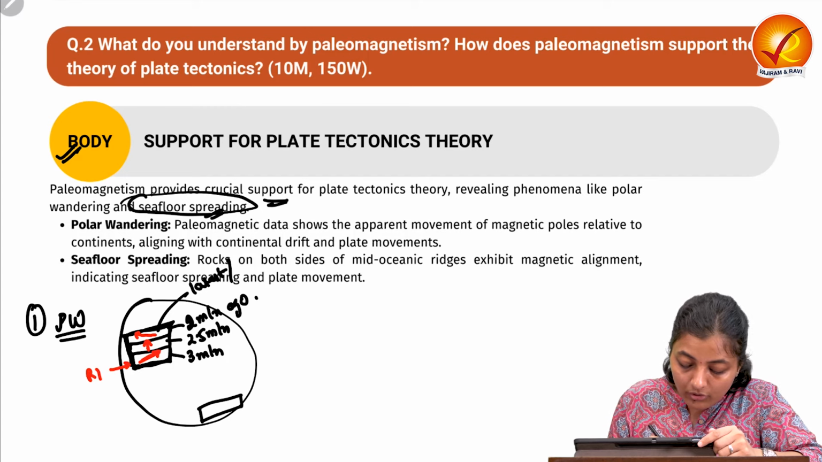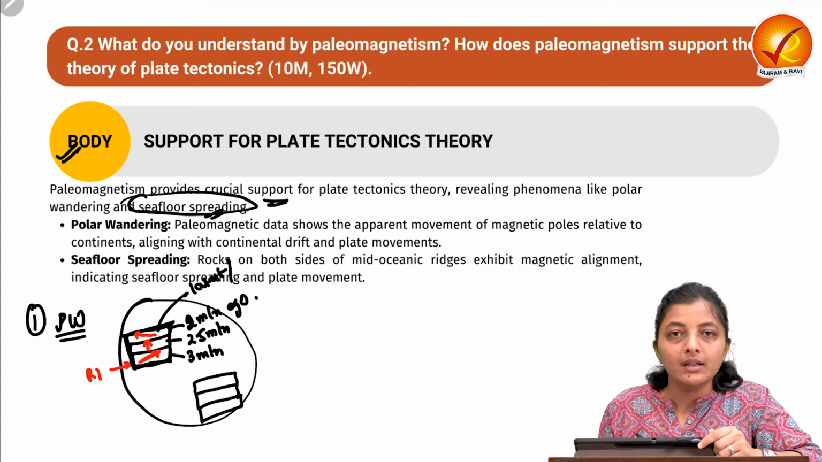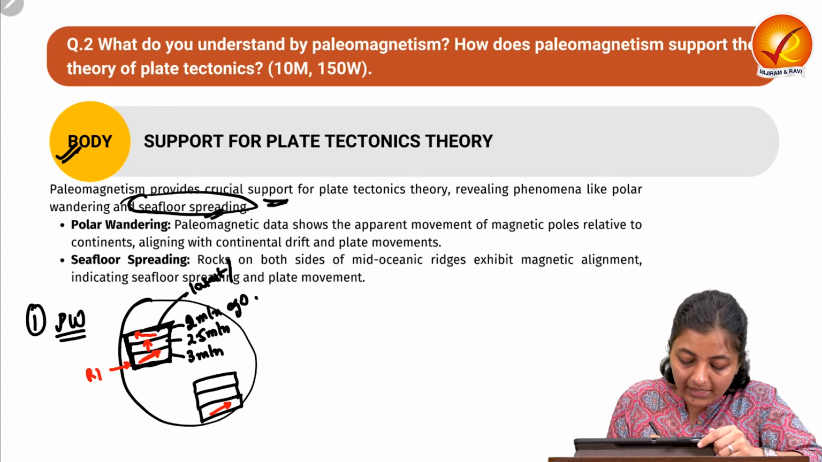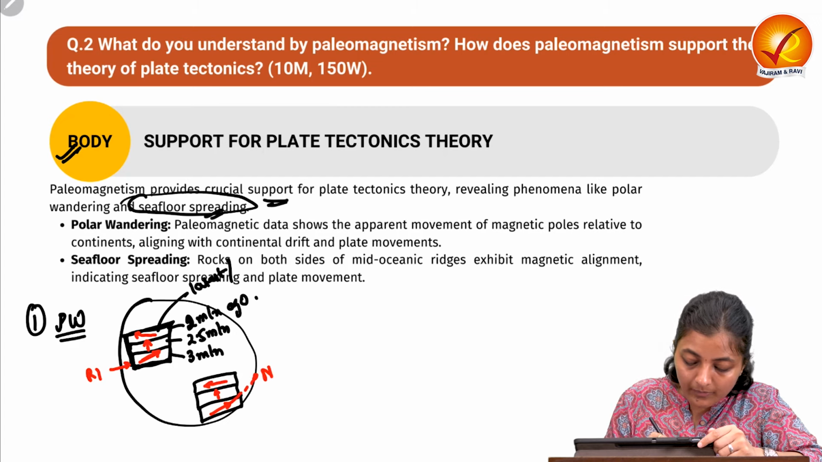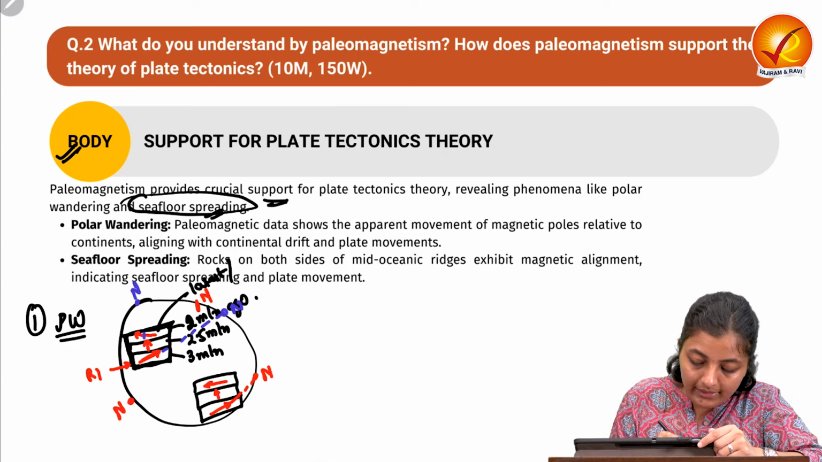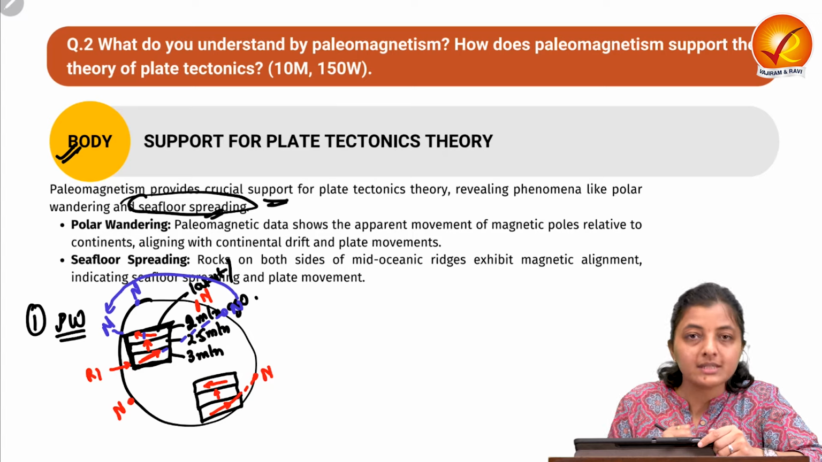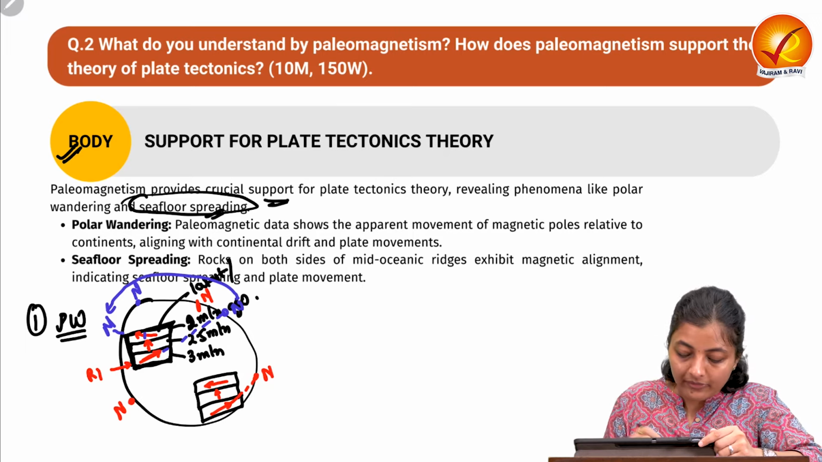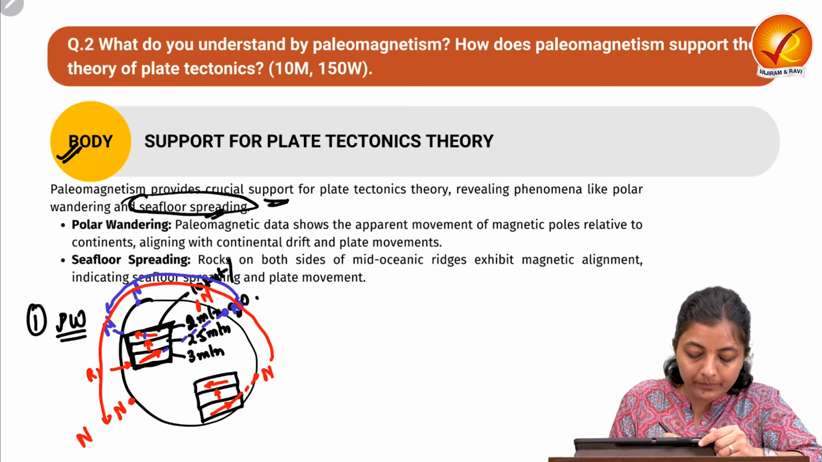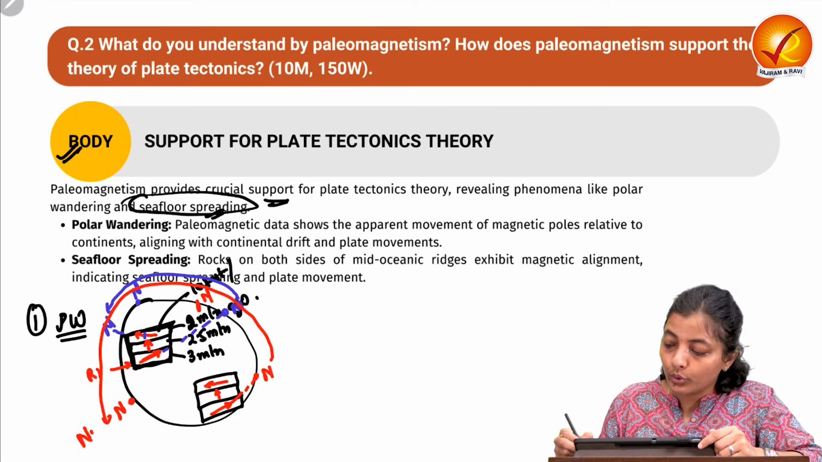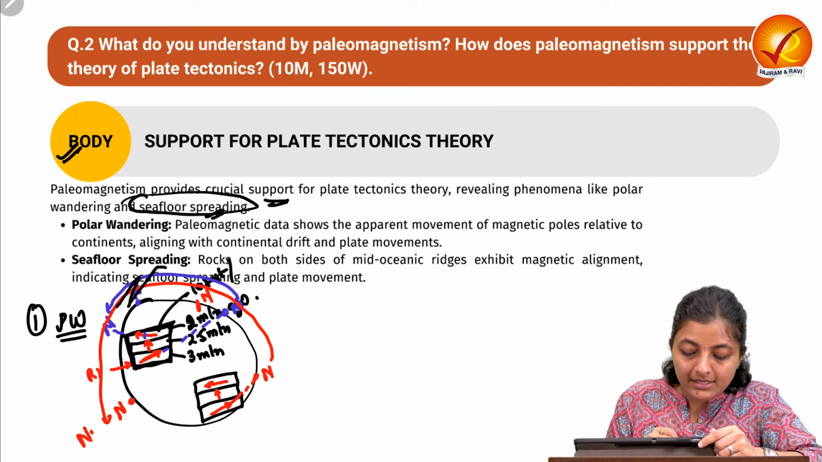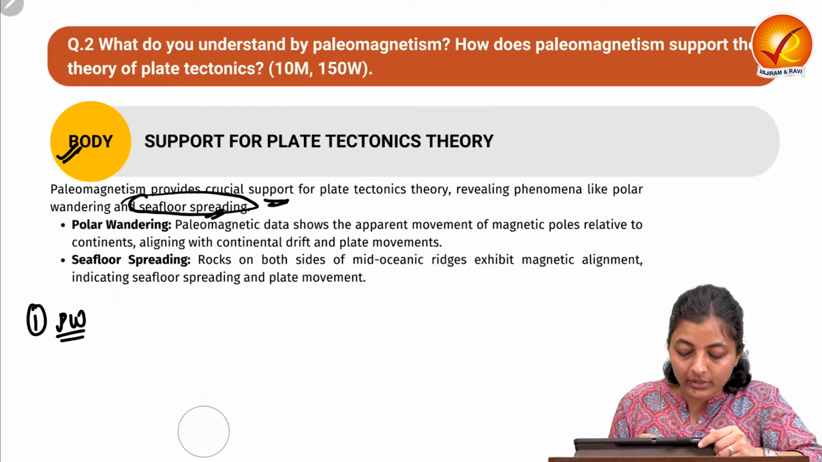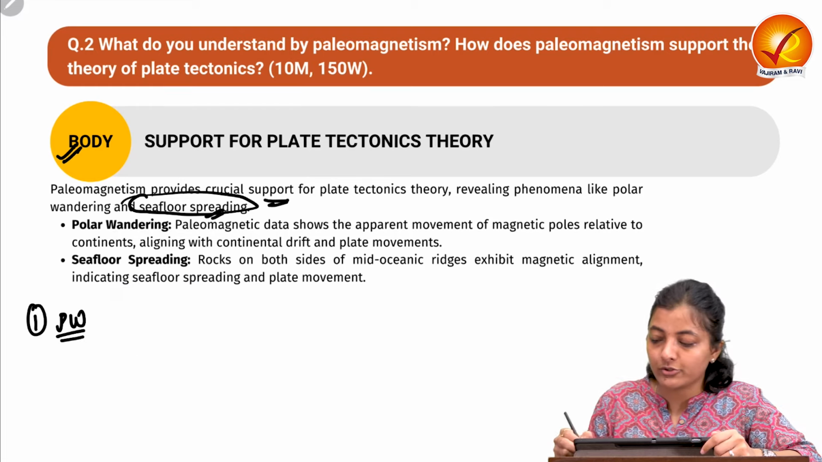Scientists have also studied the rocks' magnetic properties at some other place. They have seen other trends like this, like this, and like this. It means if we trace it, this is North Pole, this is North Pole, and this is North Pole. If we measure from here, this is North Pole, this is North Pole, and this is North Pole. So for this, North Pole has wandered from here to here, and for this, North Pole has wandered from here to here. So this is the polar wandering theory. This is one major aspect of polar wandering theory, that poles might have wandered from one place to another.